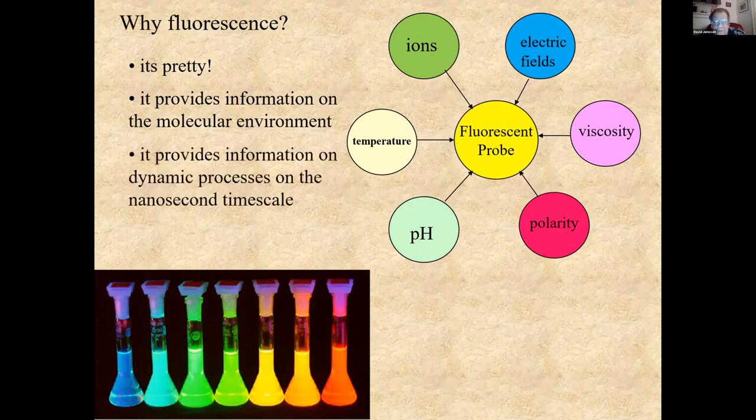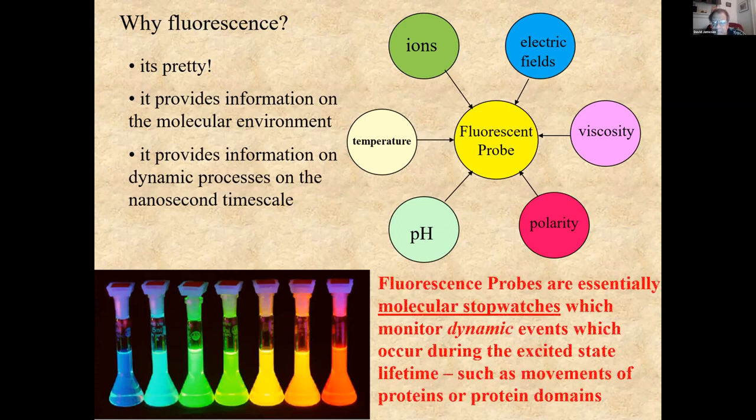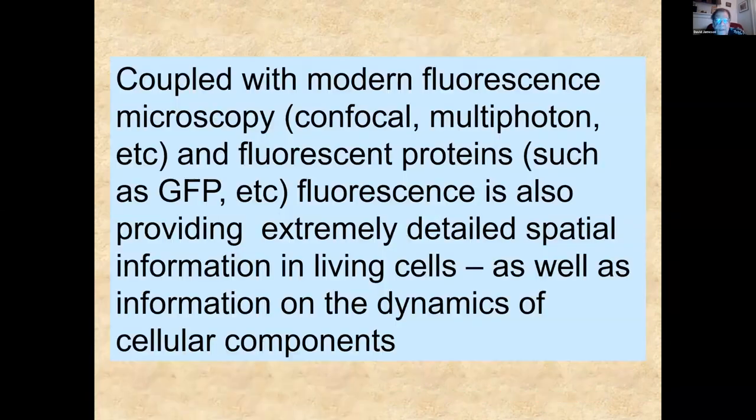But for my interest, it provides information on dynamic processes. And fluorescent probes are essentially molecular stopwatches. And they monitor events that happen during the excited state. So you attach this molecular stopwatch to your molecule of interest, and then when it absorbs the photon of light, the stopwatch starts, and when it emits, it stops. And that's where it's going to be very useful for much of what we see.